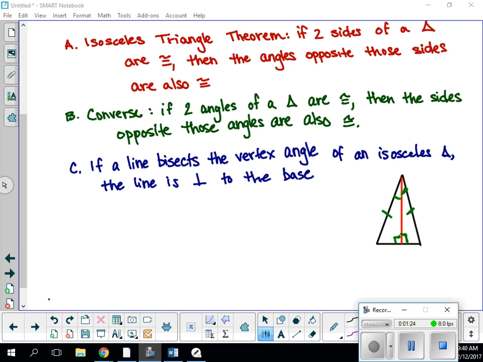Another thing we know about isosceles triangles is that if you have a line that cuts through the middle of the vertex angle in an isosceles triangle, that line has to be perpendicular to the base. So if you have a line that's perpendicular to the base, it's also going to be a bisector of the vertex angle if the triangle is isosceles.